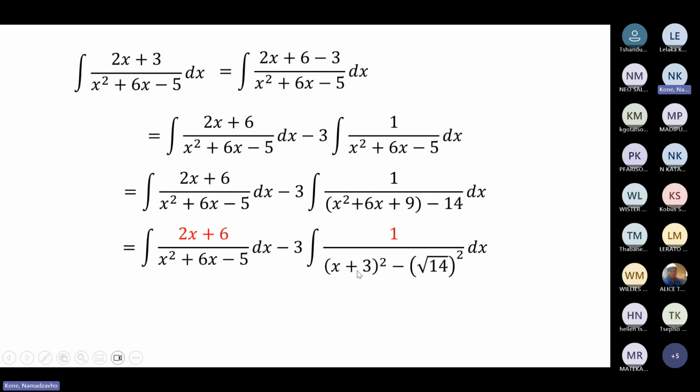F of x is x plus 3 squared minus square root of 14 squared. If you take square root of 14 squared, you still get the 14. So this is the difference between two squares. It does not have a square root. It has a rule there that you can find. So can you please tell me the rule that we need? Because I know that this is rule number 3. What rule can we use for this other integral? Check.